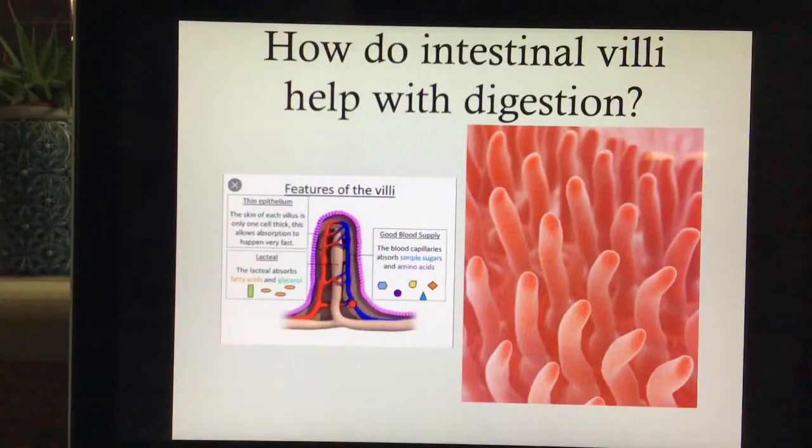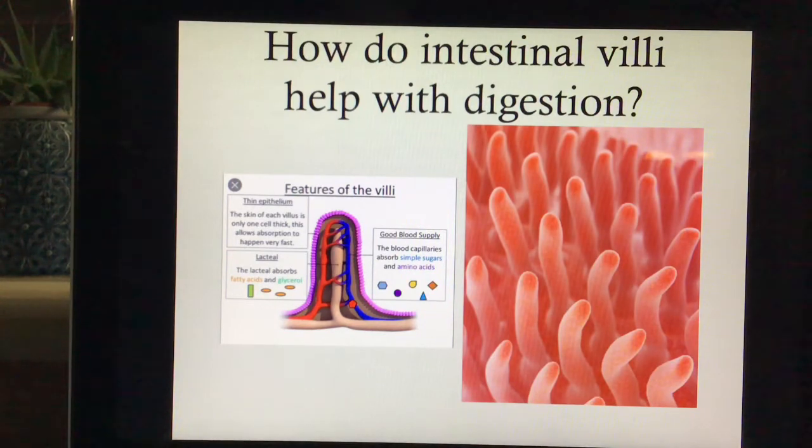Before we go further, let's reflect on what villi are. Villi are finger-like projections that are coming out of your small intestine. They're covered in little tiny hairs. They're only 1 cell thick, and this enables absorption to take place.